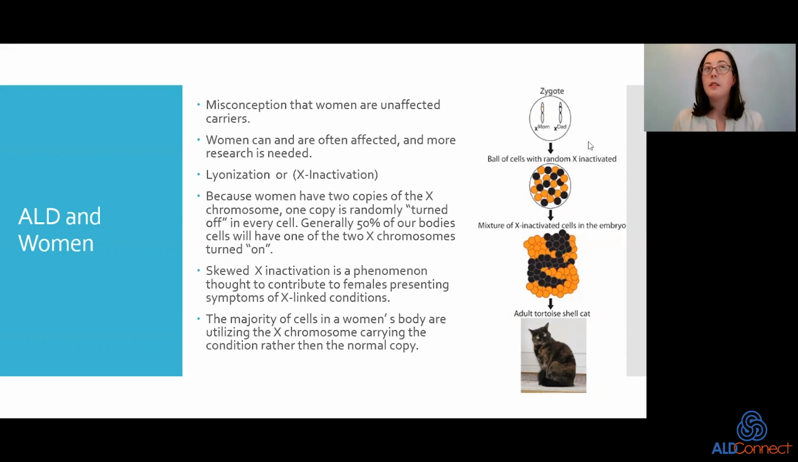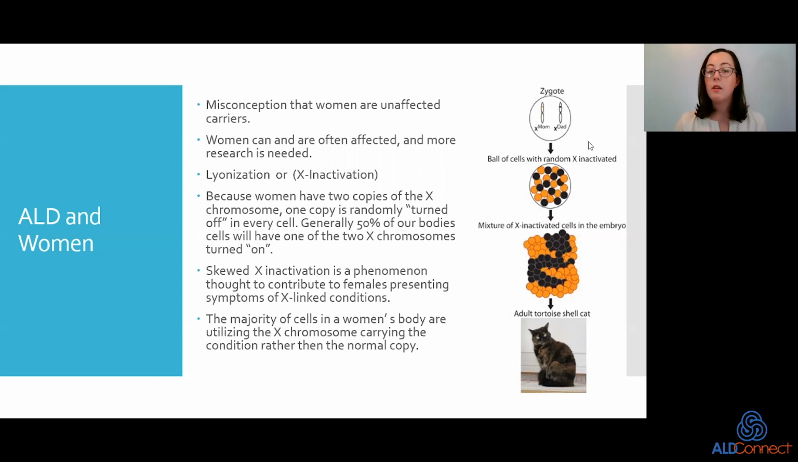Generally speaking, in our cells, 50% of our cells would have the copy from, let's say, our mothers on and working, and the other 50% would have the copy from our fathers on and working, with the other one being silent, okay? Because of this, we know that women have 1 good copy of a chromosome to compensate for the fact that they might carry the condition. And generally speaking, that's why they have little to mild symptoms.